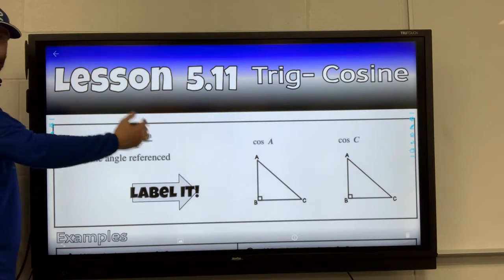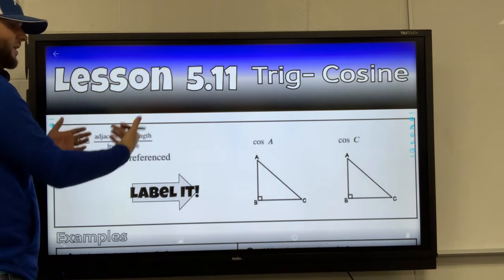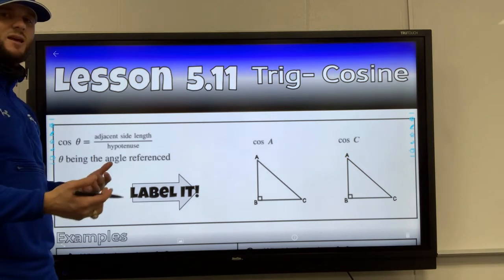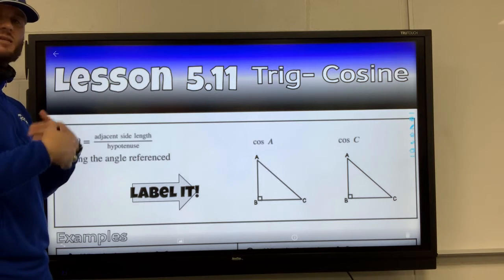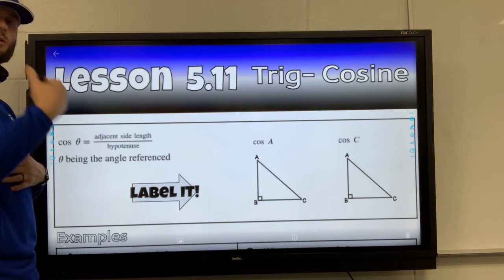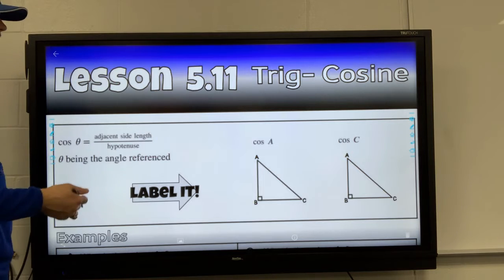So right now we're doing the same thing as sine. But now I have cosine of theta, which is going to be the angle that I'm referencing. And cosine is always going to be known as adjacent over hypotenuse. So in the last lesson, I was labeling the opposite side, the hypotenuse, then I labeled that adjacent side. So now we're going to be using that adjacent side in cosine. So let's go ahead and label my triangle right now.